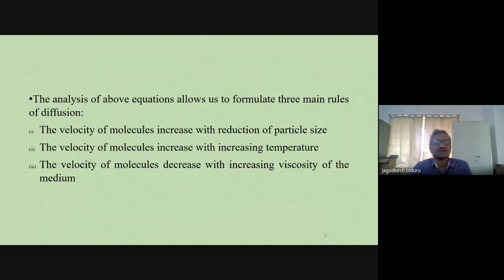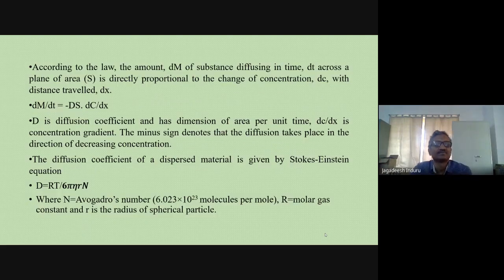And the velocity of the molecule decreases with increasing viscosity of the medium. When the viscosity is increased, the velocity of the particle will decrease. This is what we are observing in the picture. We have eta and R in the denominator of the diffusion coefficient. Because of that reason, you have an inversely proportional relationship with your diffusion rate.